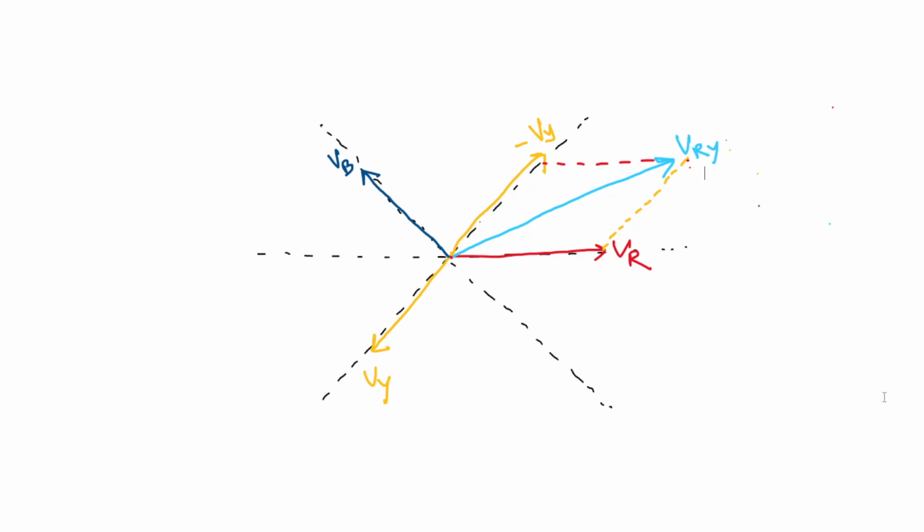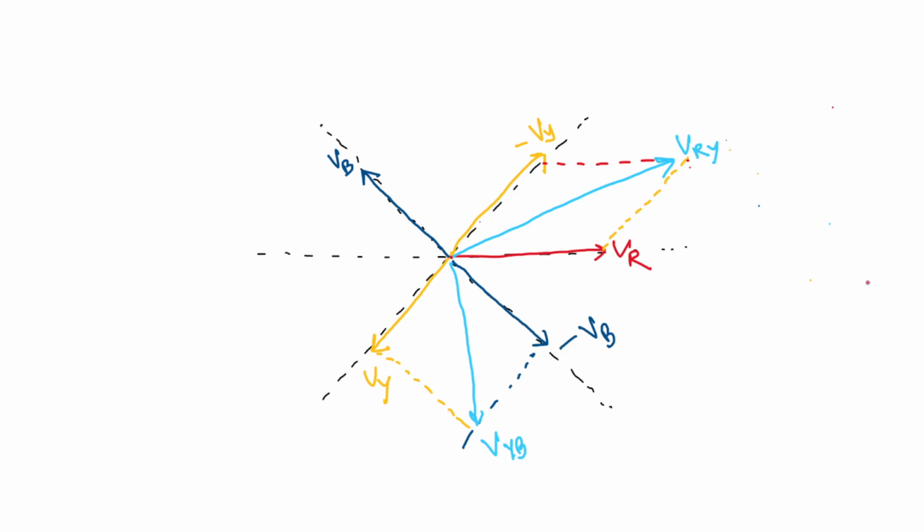Similarly, if we want to measure Vyb, then your Vb phasor has to be produced in the negative direction, like this. So this will be your minus Vb. Now if you add them by phasor, it will be Vyb.